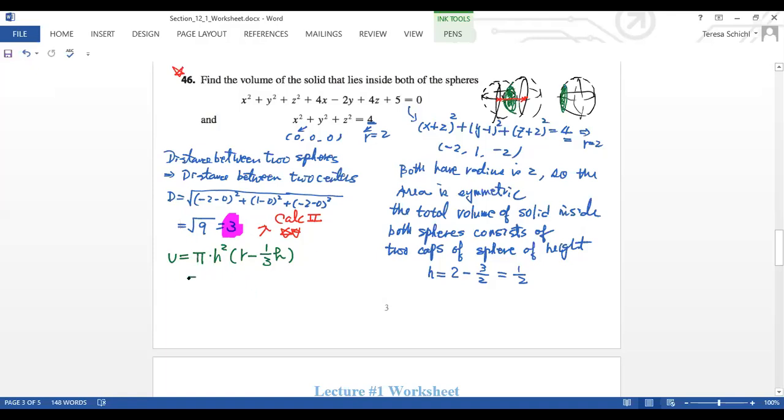Okay, so now you can just plug in the numbers. This is pi, and the height is 1/2, right? So this is 1/2 squared. Now what is the radius here? The radius is 2 minus 1/3 times 1/2. So the answer is, one of them is 11 pi over 24. Then the total volume will just be 2 times 11 pi over 24. So the total volume for this answer is 11 pi over 12.